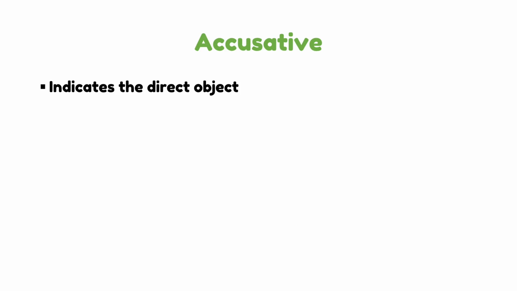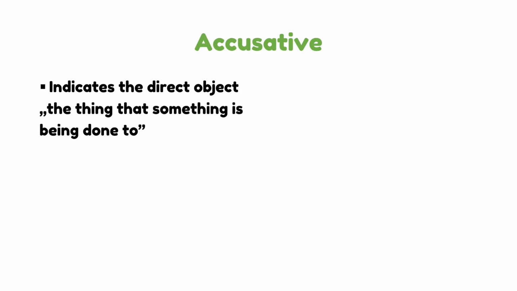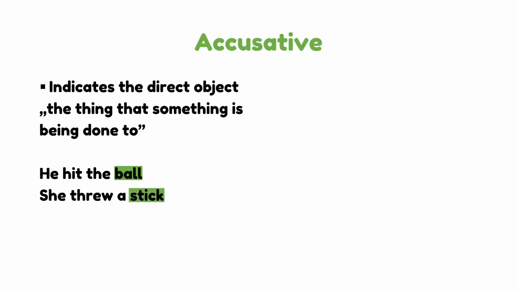Let's look at accusative. Accusative indicates the direct object, or the thing that something is being done to. In the same sentence, "he hit the ball," the ball is in the accusative case because the ball is being hit. And in the sentence, "she threw a stick," the stick is in the accusative case.